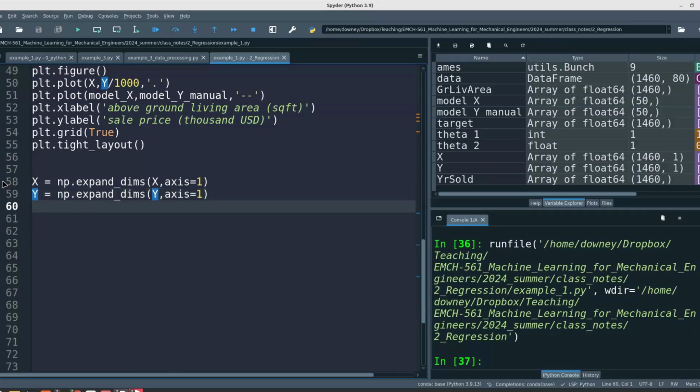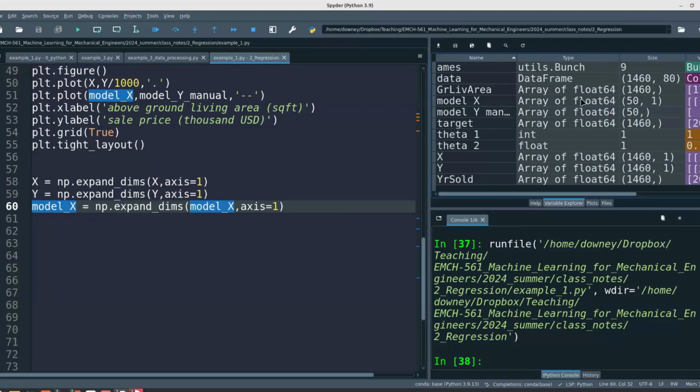Oh, I have to do the same thing for model underscore x equals, same thing. And now all of these: x, y, model x. Okay, model x. Yeah, they're all 50 by 1, 1460 by 1, 1460 by 1. So we're all good.